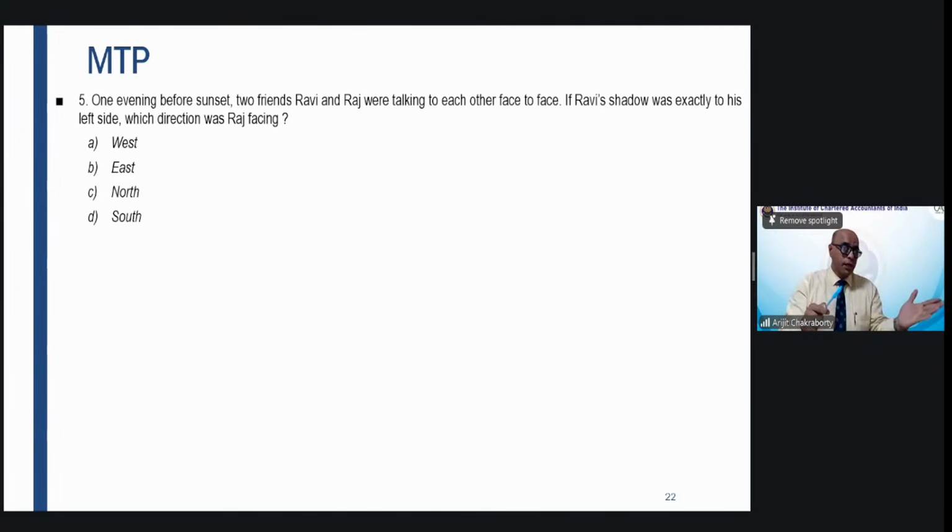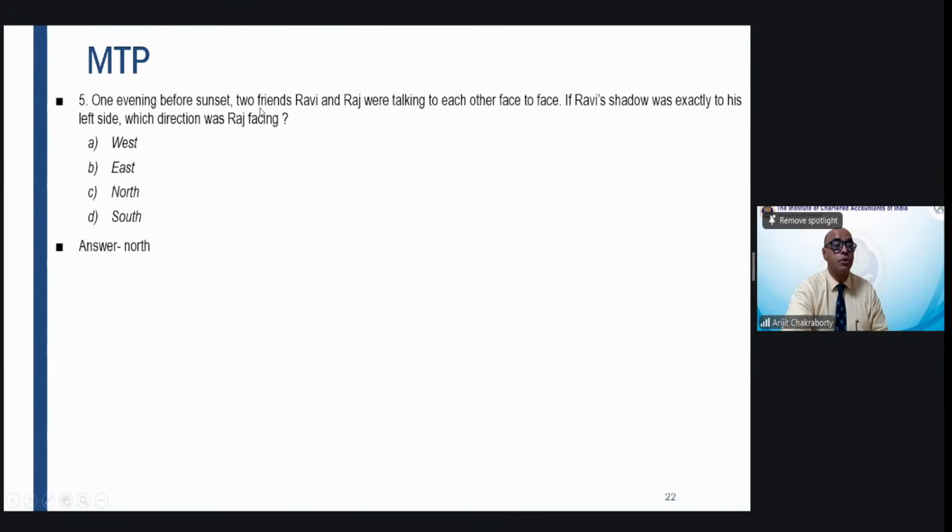The sun is towards the west, because it is evening before sunset. So in this case, one evening before sunset, Ravi's shadow was exactly to his left side. This is only possible when he is facing the south. Now Raj is facing Ravi, so Raj is facing the opposite direction. If Ravi is facing south, then Raj is facing north.